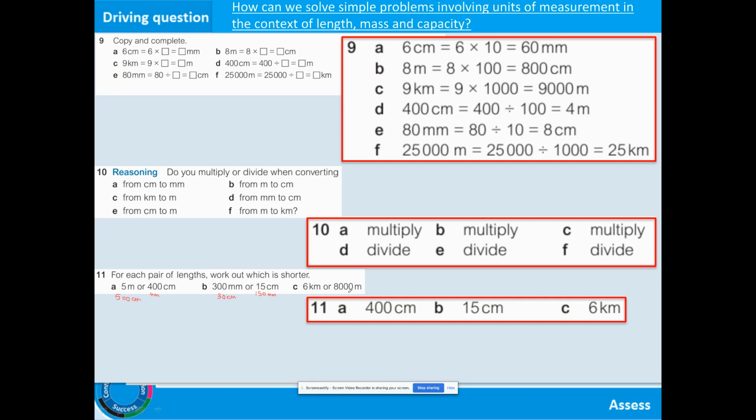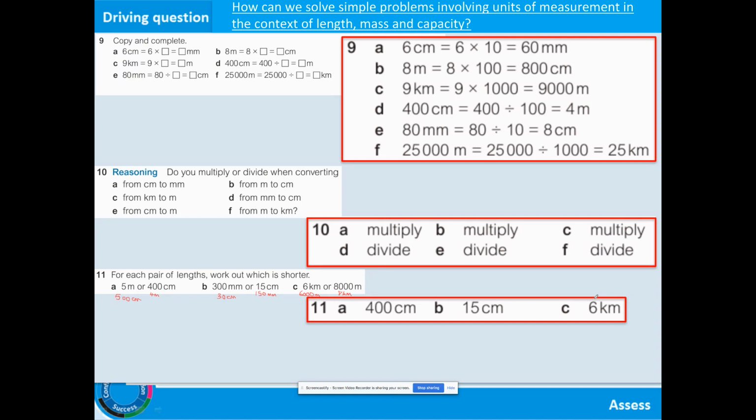So the last one, this is in metres and kilometres. So if I multiply this by 1,000, I change this to metres. Or if I divide this by 1,000, I can convert it to kilometres. So now you can compare, because you've got 6 kilometres or 8 kilometres, or 6,000 metres and 8,000 metres. So the 6 is shorter. Okay?